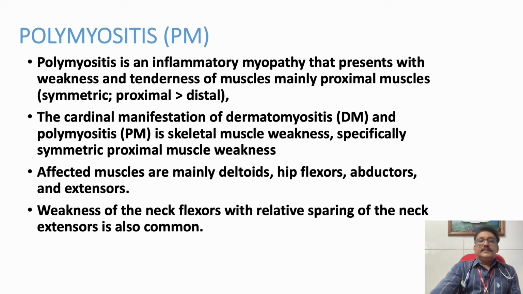Today let us discuss one important muscle inflammatory condition, that is polymyositis. Polymyositis means multiple muscle groups are involved. It's an inflammatory myopathy which can present with acute weakness of muscles, especially proximal muscles, and severe tenderness. That is a classical finding.